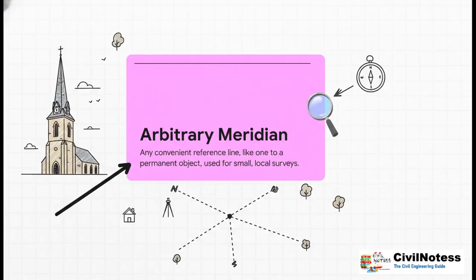And then there's the arbitrary meridian. This is your practical, get-the-job-done option for smaller surveys. You just pick something convenient. Seriously. It could be the line pointing to a church steeple or a big water tower in the distance. You just say, okay, that's my reference for this project, and base all your angles on it. It's perfect when you don't need to tie into a larger global system.